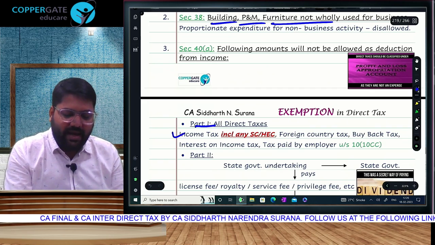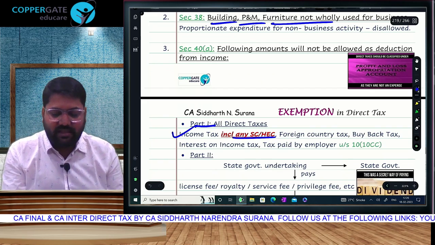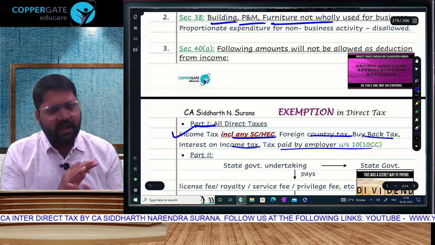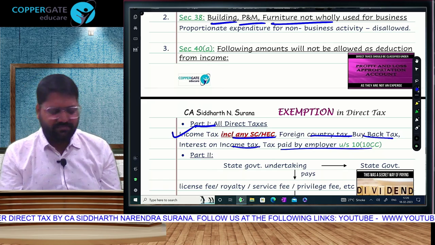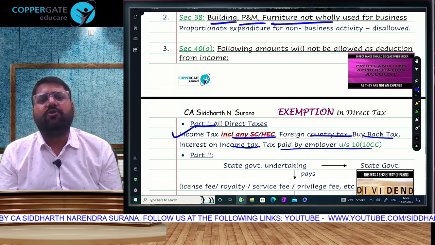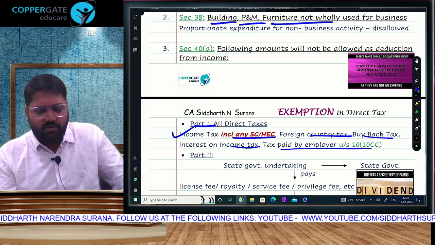पार्ट 1 में ऑल डायरेक्ट टैक्सेस इंक्लूडिंग सरचार्ज एंड सेस, फॉरेन कंट्री का टैक्स, बायबैक टैक्स, इंटरेस्ट ऑन इनकम टैक्स, ऑल दैट, इनफैक्ट पेनल्टी एक्सेट्रा, एवरीथिंग इज गोइंग टू बी डिसअलाउड। तो वैसे भी 37 टू बी इलीगल एक्सपेंस में इट इज गोइंग टू बी डिसअलाउड। डायरेक्ट टैक्सेस आर नॉट एक्सपेंसेस, दे आर appropriation, so disallowed.